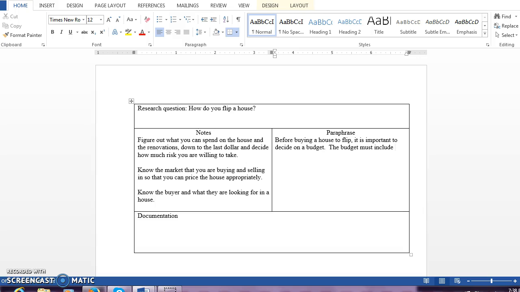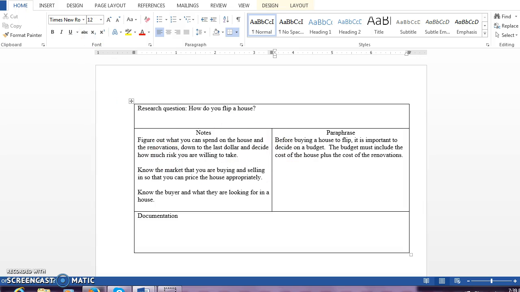Well, I start with something a little bit different but related. Before buying a house to flip, it is important to decide on a budget. Well, that's true. That was the number 1 thing that that website said, and it still goes along with this note, but this note doesn't say anything about it. It's all in my own words. The budget must include the cost of the house plus the cost of the renovations. This says exactly that. It means the same thing, but it's in my own words.